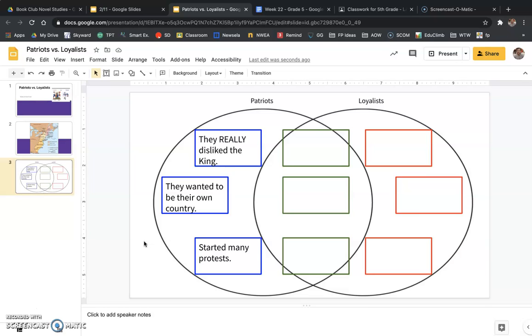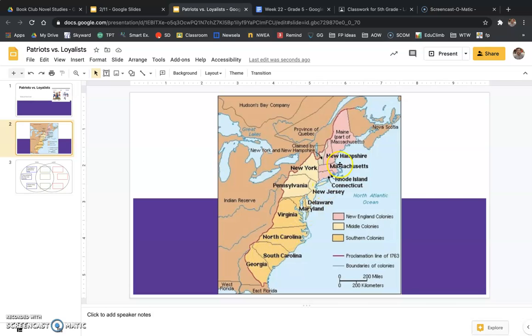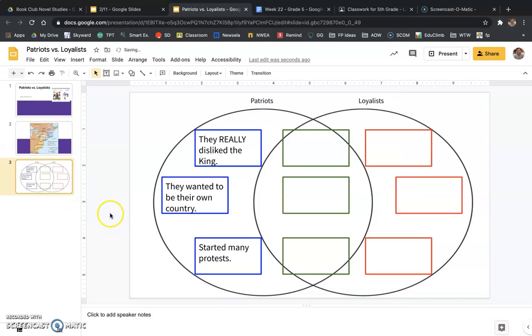Now, Loyalists over here, these are people that were their neighbors, people that lived in the 13 colonies as well. But these people had a very different idea of what they should be doing in the colonies.